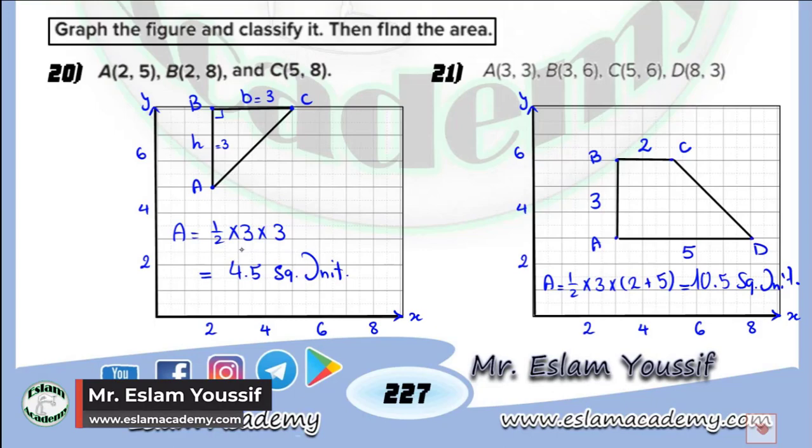And that's how we can graph the coordinates of any point, find the length of a line segment, find the perimeter, and find the area.